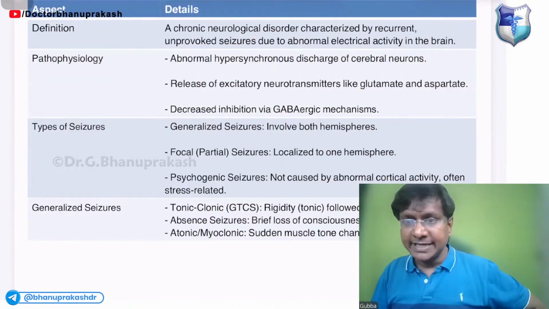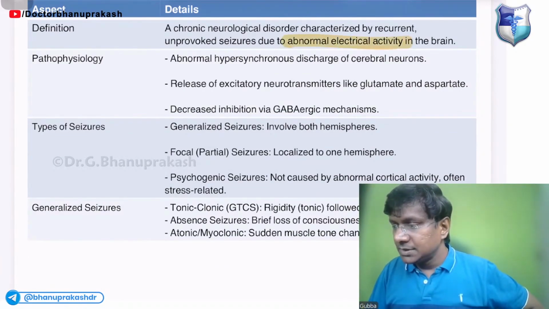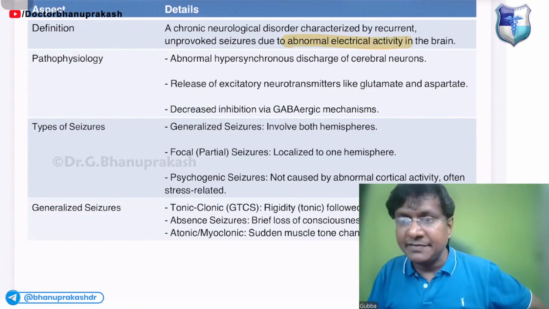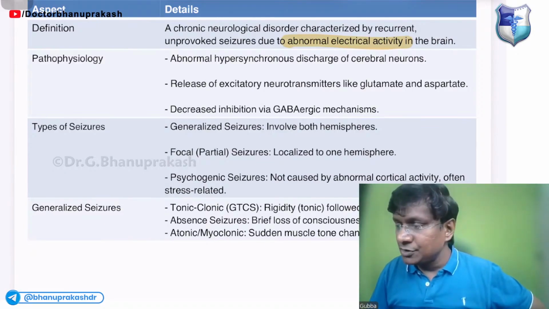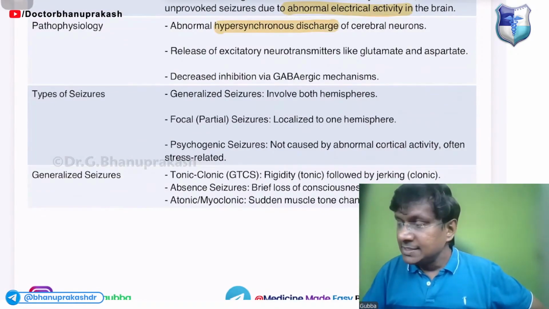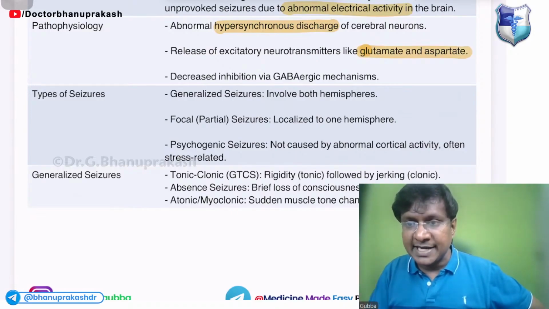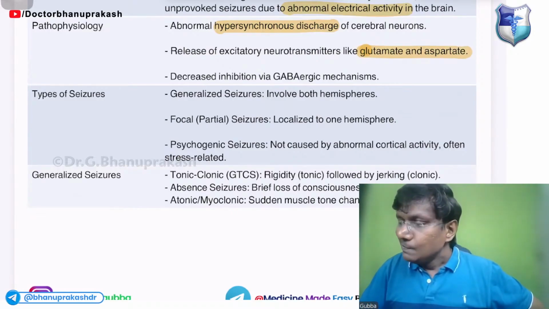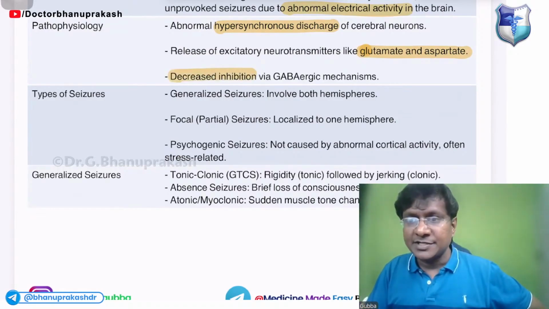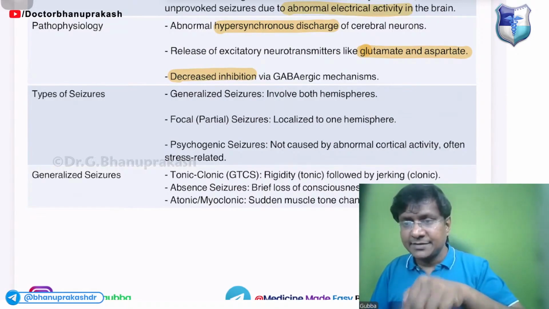So if you take epilepsy, what is this mainly due to? This is due to abnormal electrical activity within the brain. And what is the pathophysiology? There is hypersynchronous discharge of the cerebral neurons. There will be release of excitatory neurotransmitters, that is glutamate as well as aspartate, and there will be reduced inhibitory neurotransmitters, that is GABA. So there will be an increase in excitatory neurotransmitters, glutamate and aspartate, and a decrease in inhibitory neurotransmitters, that is GABA.